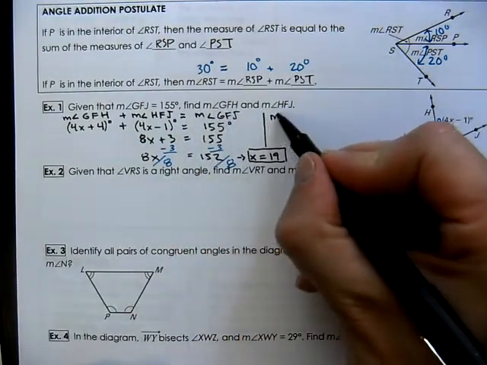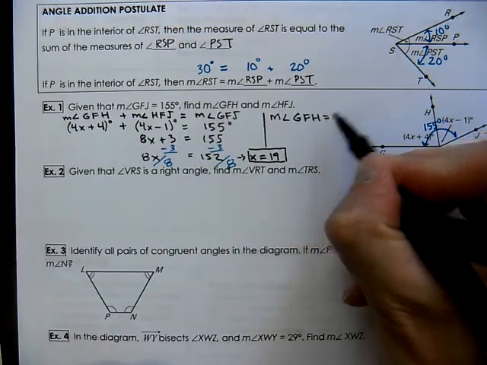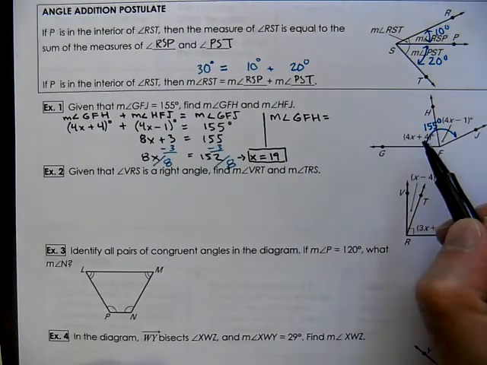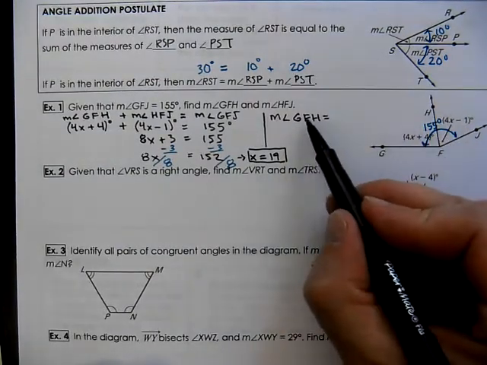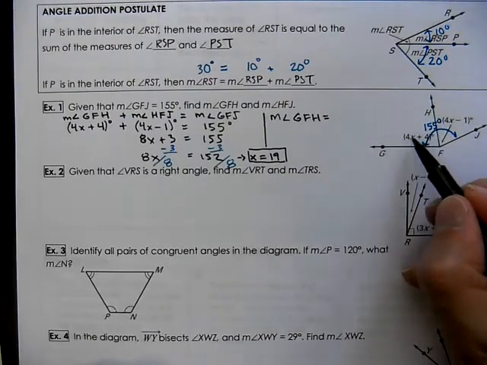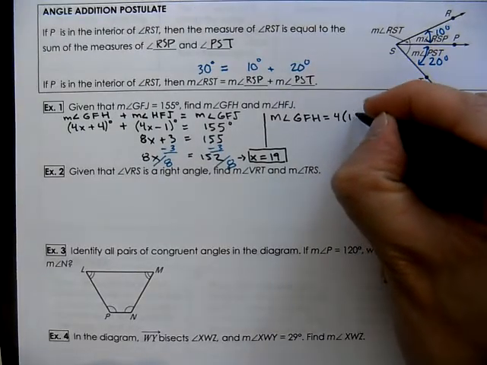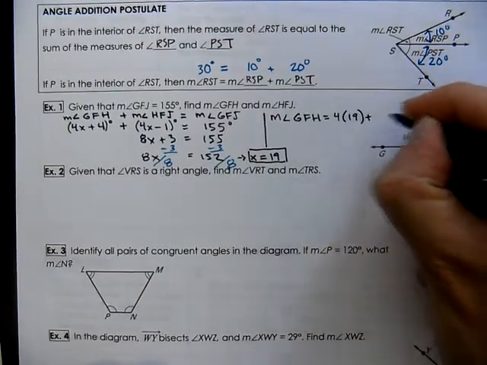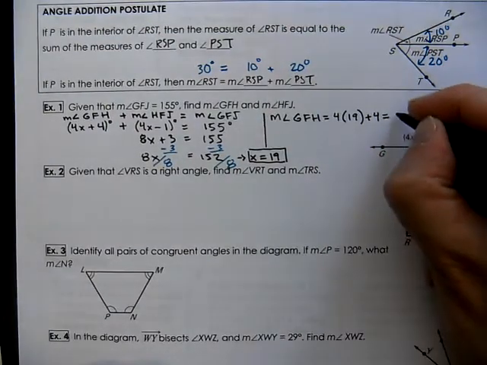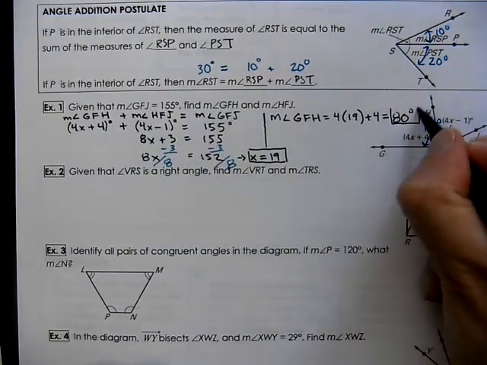So what is the measure of angle GFH? Well, to find that out, we need to take the 19 and plug it back in for x. So angle GFH, that's the angle on the left, is represented by 4x plus 4. So in place of x, I'm plugging in the 19. So it looks like 4 times 19 plus 4. And again, I can use my calculator here to help me out. That would be 80 degrees.